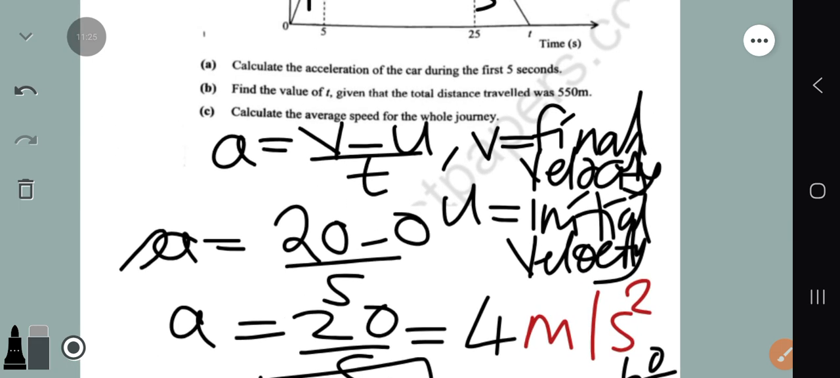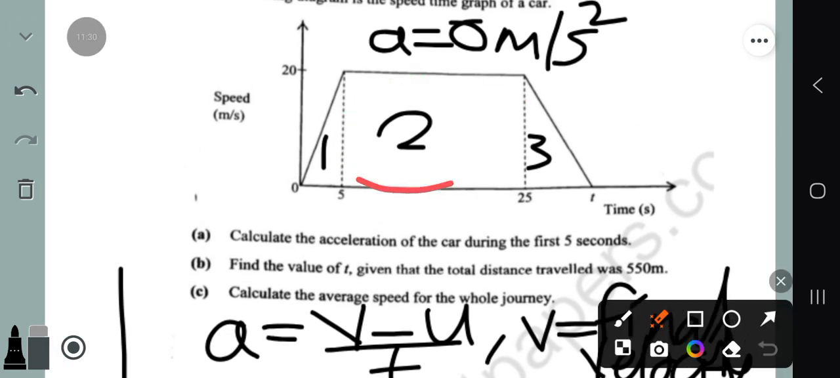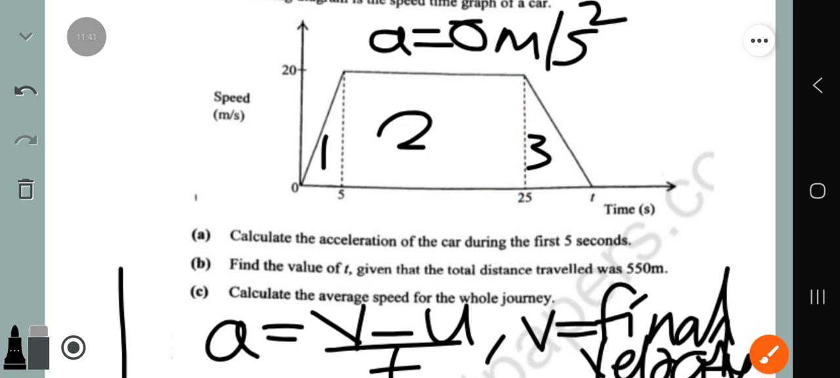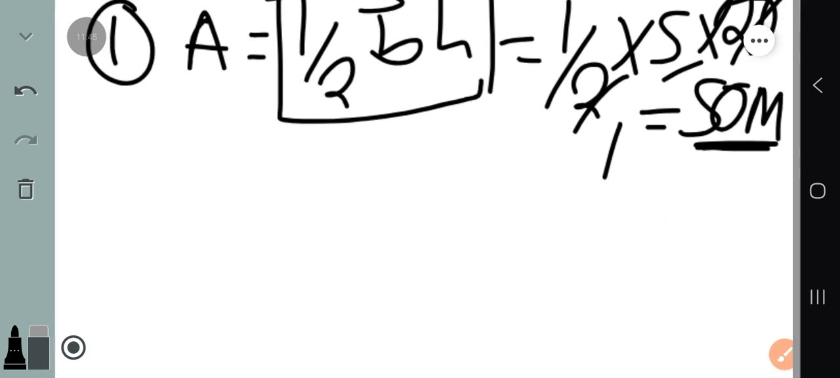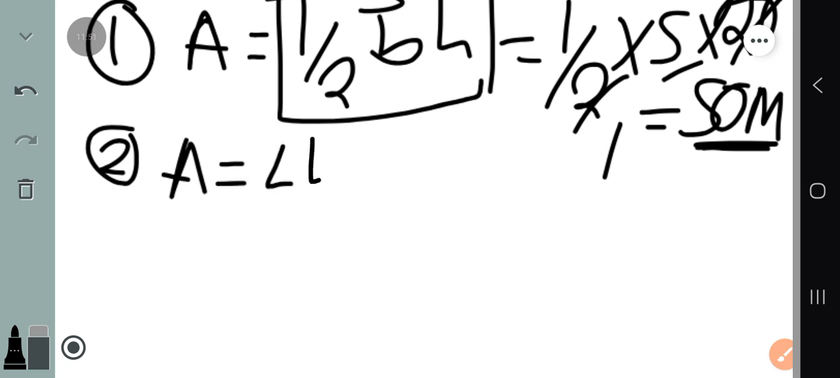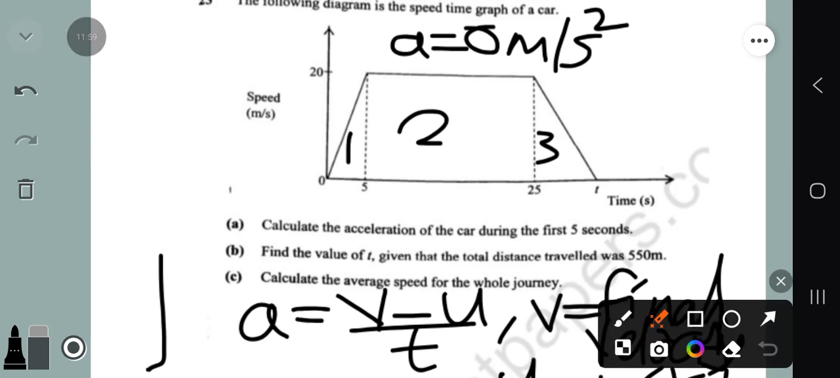Next, let's find the area of the second shape. What is the second shape here? The second shape is a rectangle. How do you find the area of a rectangle? It's length times height, or length times breadth. So for shape 2, the area of a rectangle equals length times breadth or height. So what is the length and the height? Remember, height is always 20. So this is the length. What is the length here?